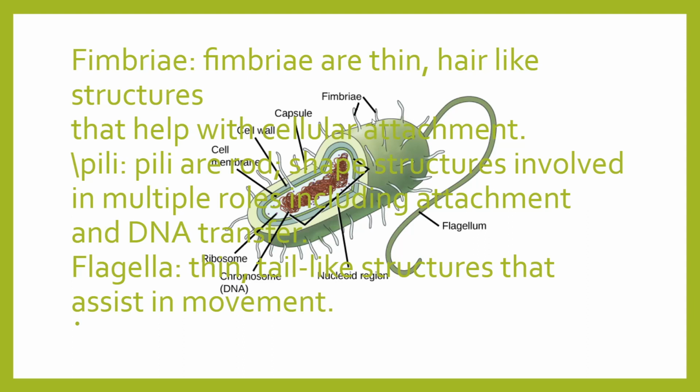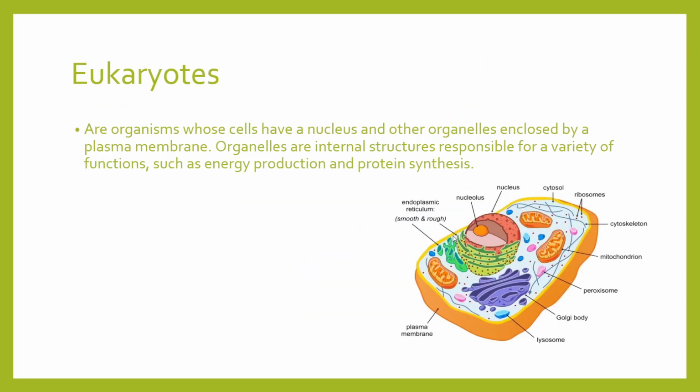Here are the fimbriae. They look like thin hair, and the flagellum is here, a thin tail. Okay, next are the eukaryotes, which are organisms whose cells have a nucleus and other organelles enclosed by a plasma membrane.